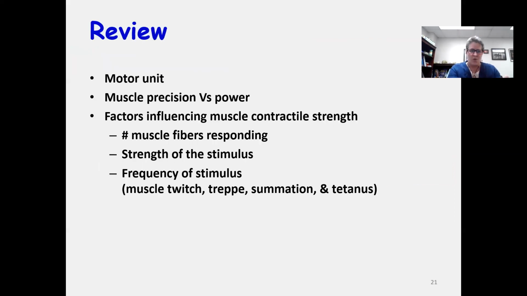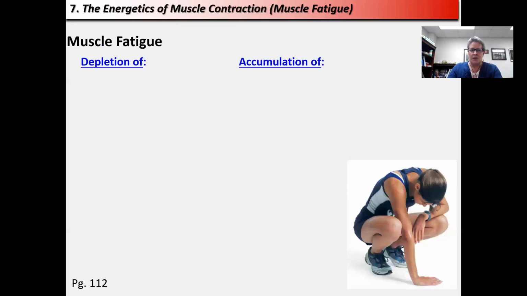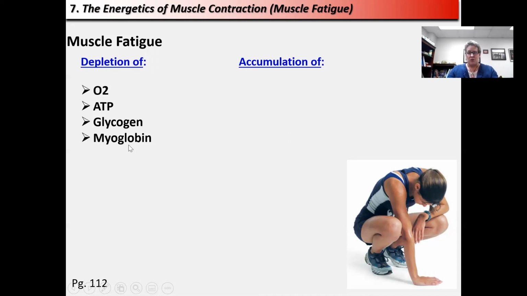Okay, so we've gone over some information here, but we're going to continue on and talk about muscle fatigue, which, if you participated in that laboratory on muscle physiology, you certainly experienced it with 100 seconds of continuous grip. So, when your muscles are getting fatigued, you're depleting your oxygen stores, you're depleting your stores of ATP and glycogen, which is a storage form of glucose in your skeletal muscles. And you're also depleting the muscle's respiratory pigment known as myoglobin.